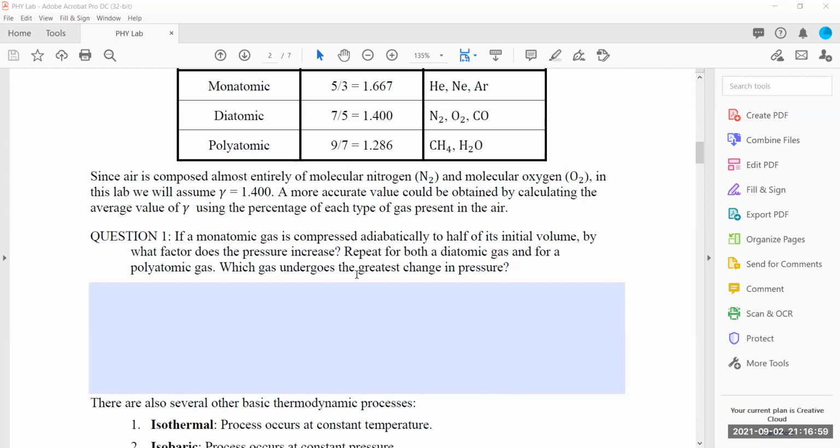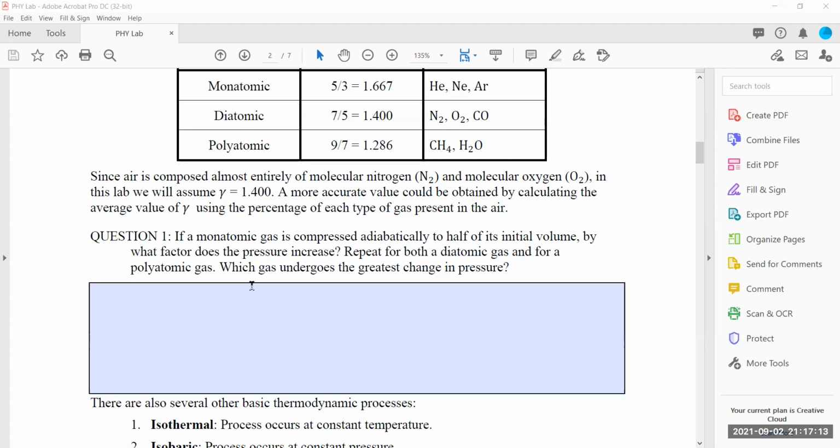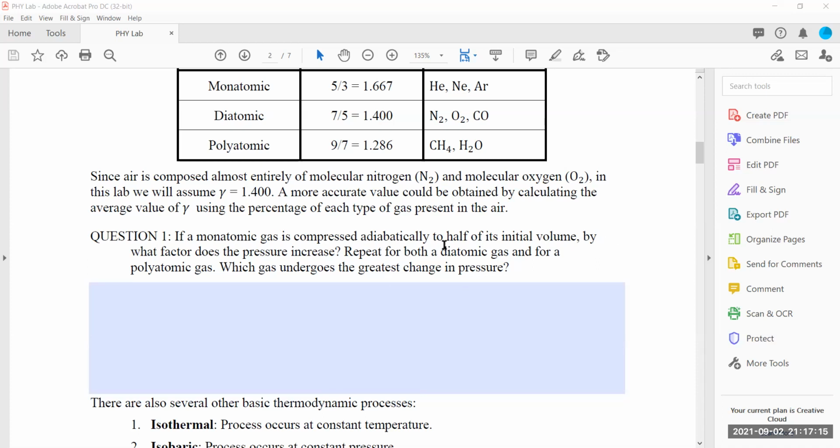Okay, this question, I hope that you guys understand. It says that if a monoatomic gas is compressed adiabatically to half of its initial volume, by what factor does the pressure increase? Repeat for both diatomic gas and for polyatomic gas. Remember, I'm going to use 1.3 for a polyatomic gas because it's much easier for me to do the calculation. So I'm going to share with you the calculation in here.